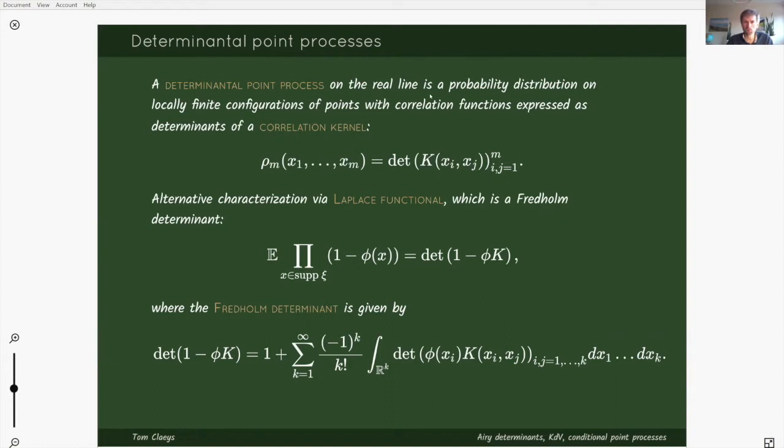For us, I will talk about point processes on the real line, so all these variables, x_j, are real variables here. This characterizes the determinantal point process. There's also an alternative characterization, which is for some purposes more convenient, that is via the Laplace functional. The Laplace functional of a point process is the average of the product over all the points in the point process with respect to a certain test function phi, or 1 minus phi here. This can be any reasonable measurable function defined on the real line.